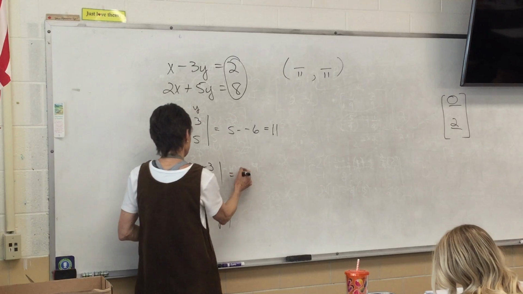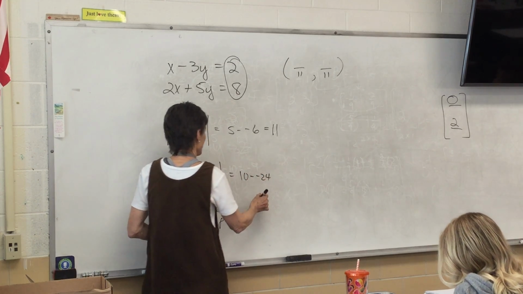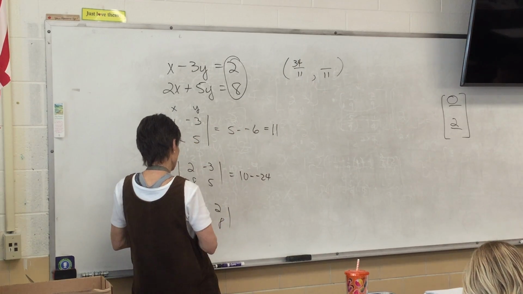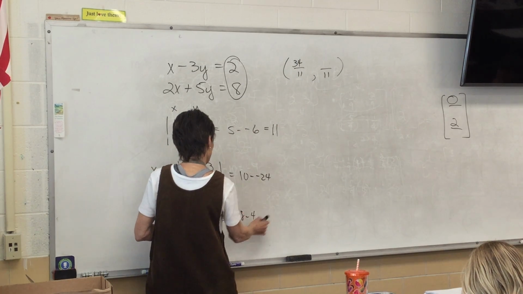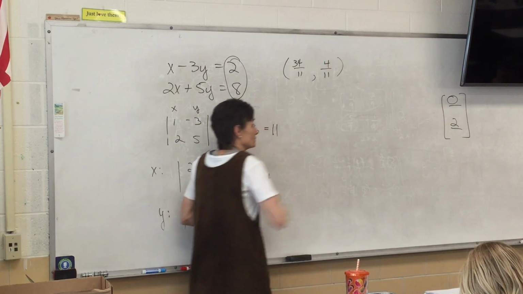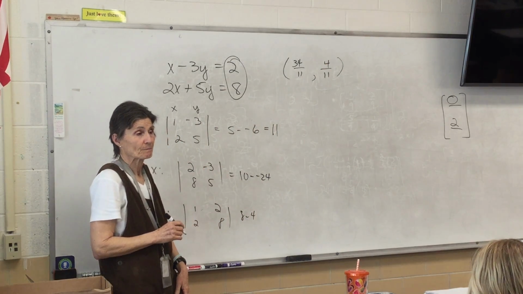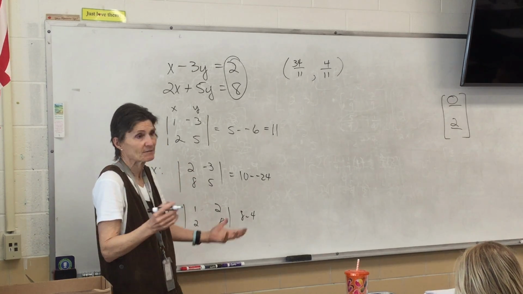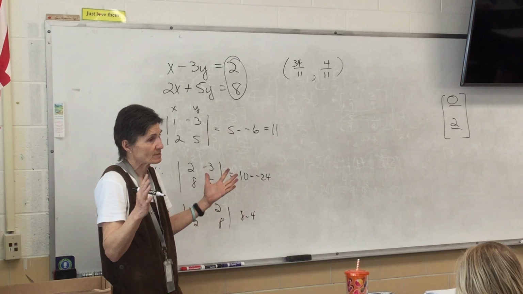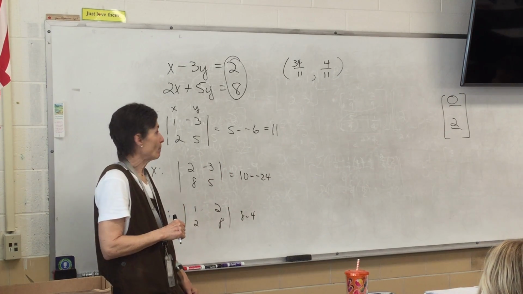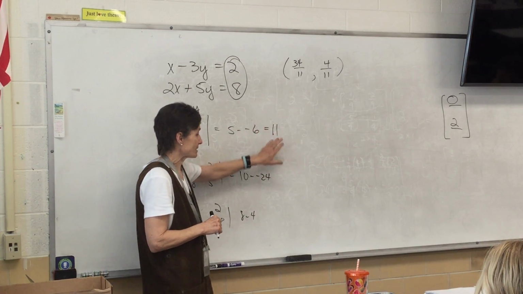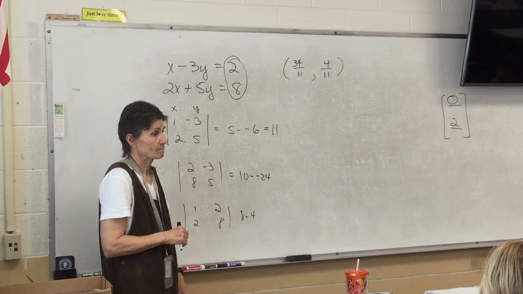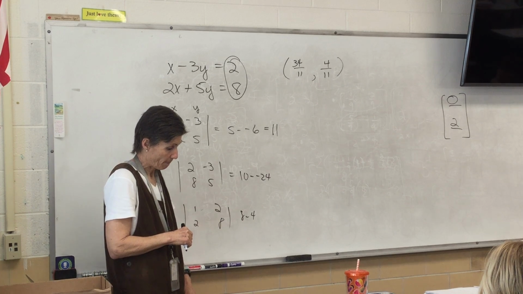Okay, then evaluate these. So 10 minus -24. I got 34, if I did that right. And 8 minus 4, I got 4. And there's my answer. If I did the inverse method, I would get the same answer. There's only one answer. But I'll be looking for that when I grade this problem, because that's Cramer's rule.